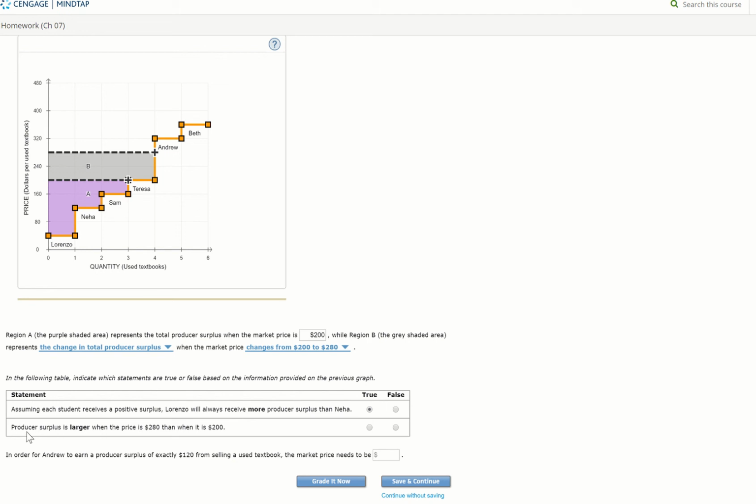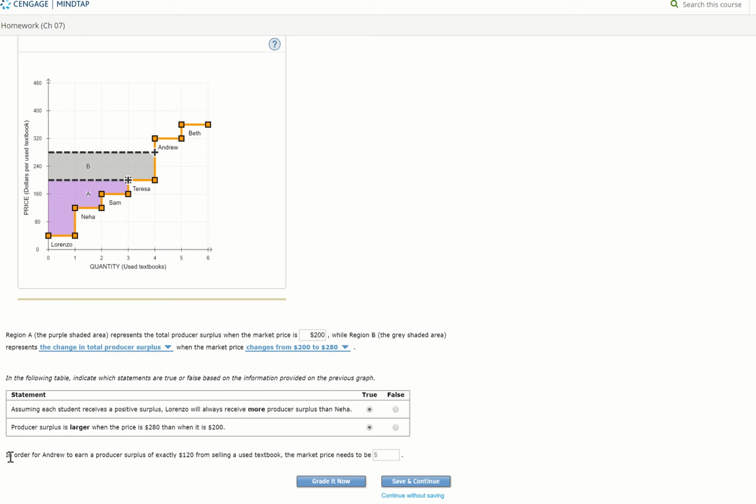And then next, producer surplus is larger when the price is 280 than 200. When the price is 280, your producer surplus will be both areas A and B. When the price is 200, producer surplus will only be area A. So it looks like we gain area B whenever the price increases from 200 to 280. So this will be true too. This is also one of your concepts in chapter 7: whenever the price goes up, producer surplus always increases.